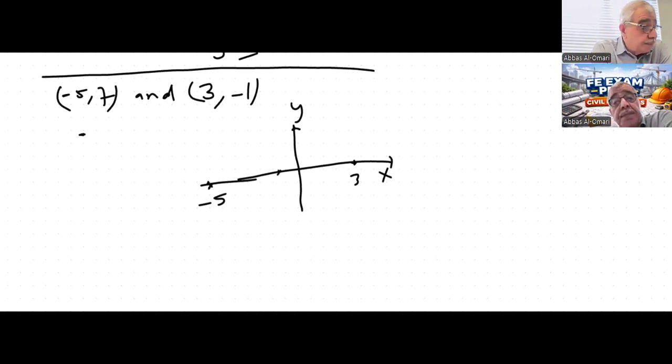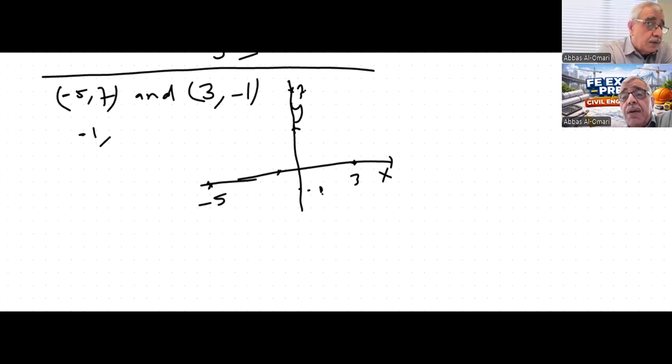Now for the y, we have 7 somewhere here. This is 7. And the other point is -1 here. Now the distance between these 2 points, between the 7 and the -1, is 8, which is 7 plus 1, or 7 minus -1, which is 8. So the midway is 4. Half the length is 4.